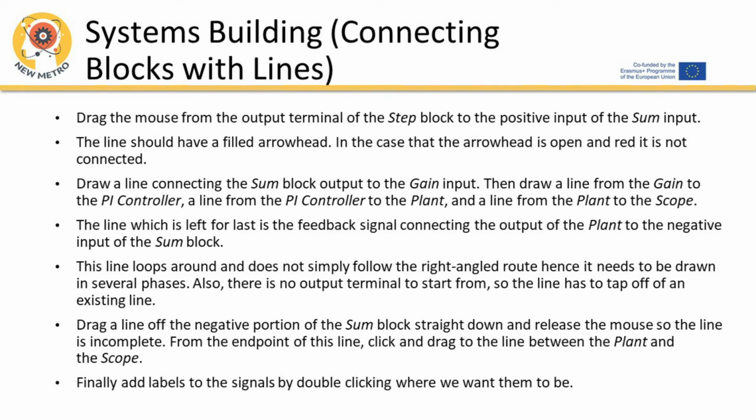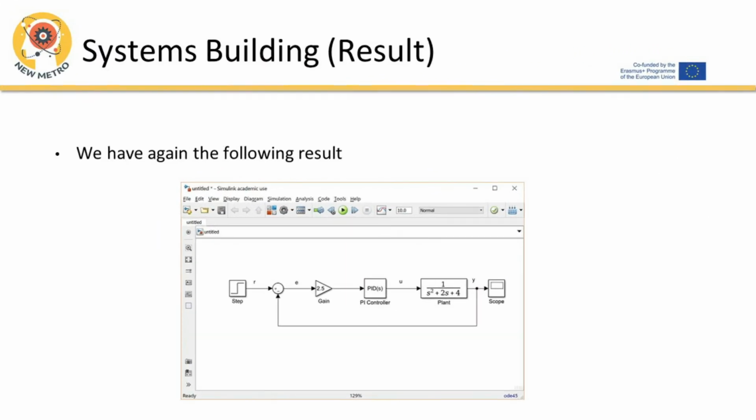This line loops around and does not simply follow the right-angled route, hence it needs to be drawn in several phases. Also, there is no output terminal to start from, so the line has to tap off of an existing line. Drag a line off the negative portion of the sum block straight down and release the mouse so the line is incomplete. From the end point of this line, click and drag to the line between the plant and the scope. Finally, add labels to the signals by double-clicking where we want them to be. Systems building, result. We have again the following result.